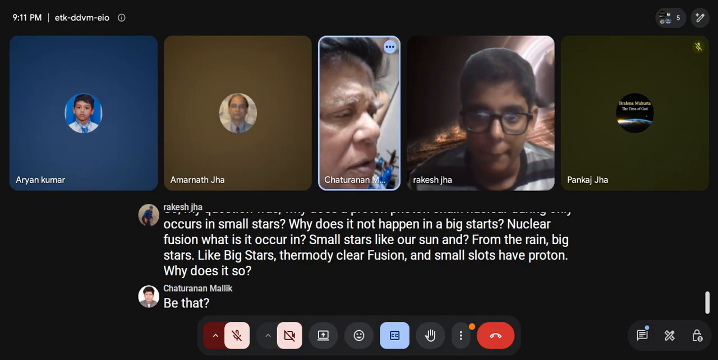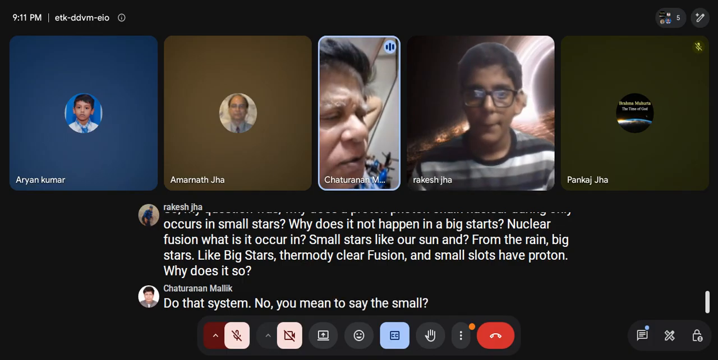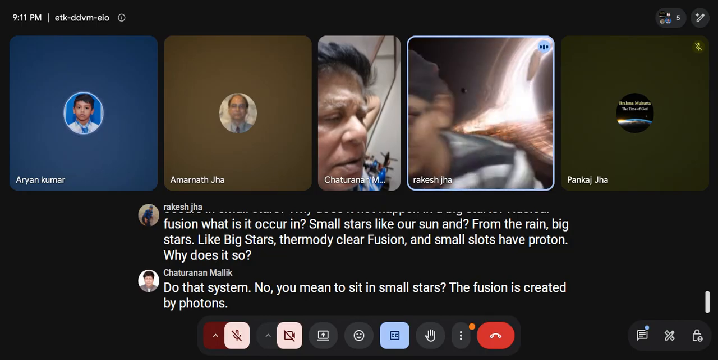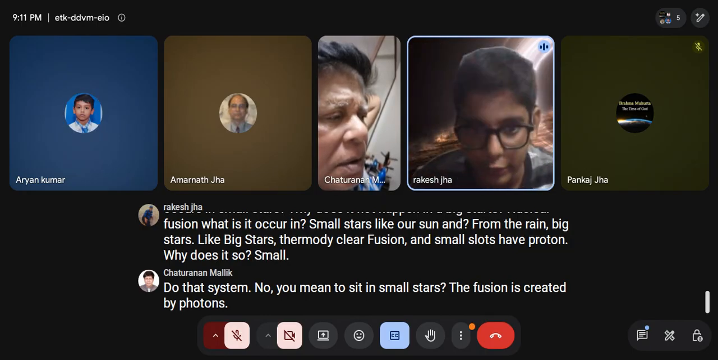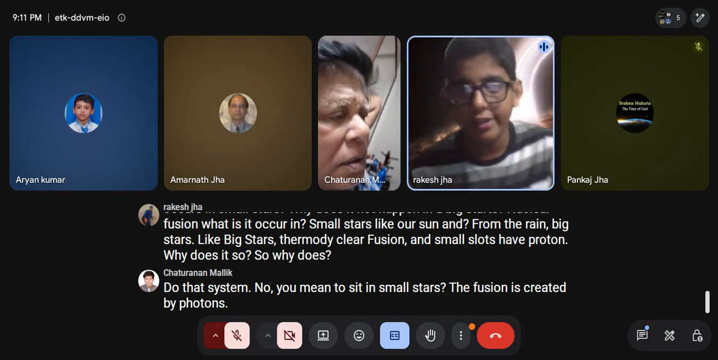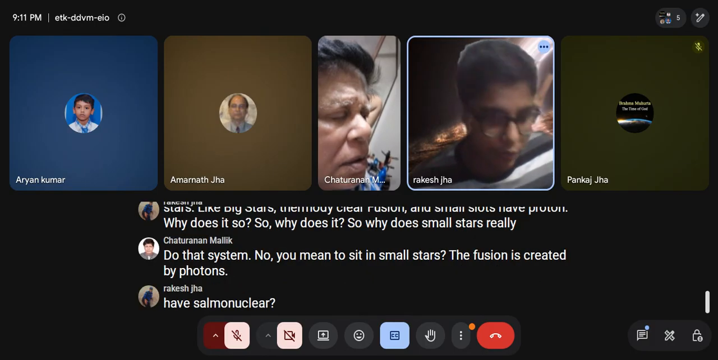Do you mean that in small stars the fusion is created by photons? No, sir. Small stars have proton chain nuclear fusion, and big stars have another type of thermonuclear fusion. Why is it so? Why do small stars rarely have thermonuclear fusion?